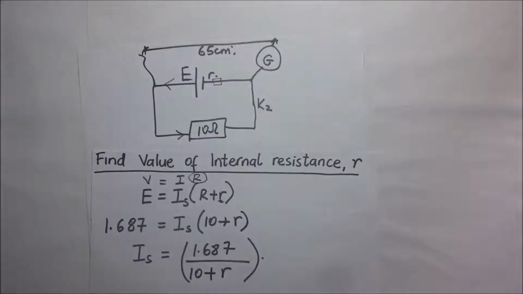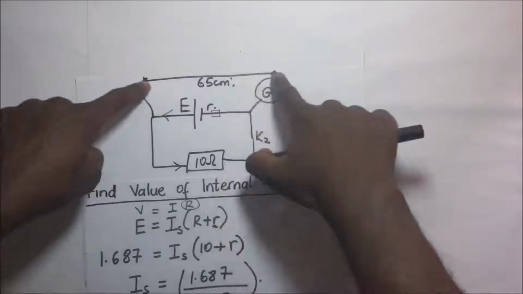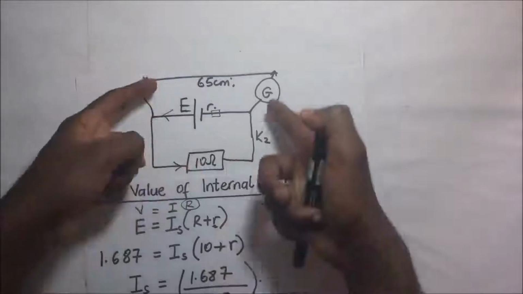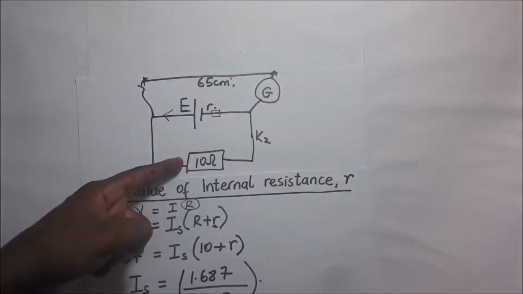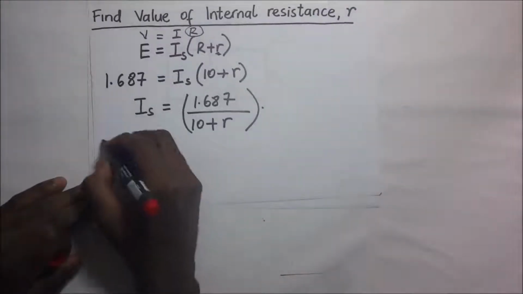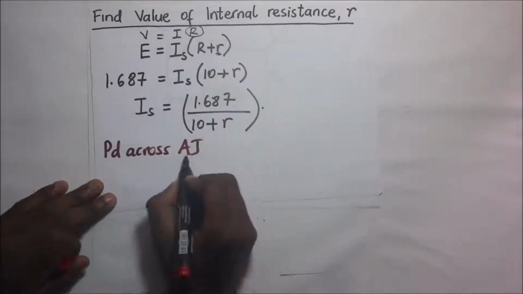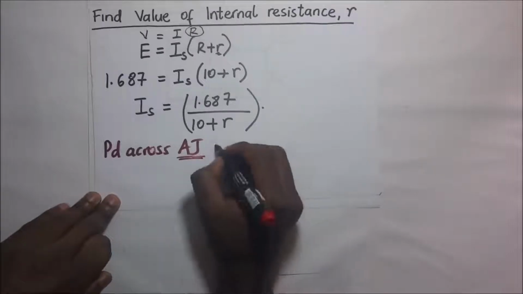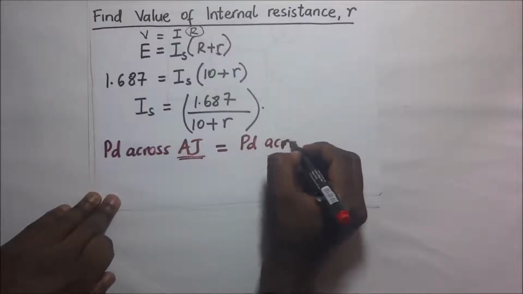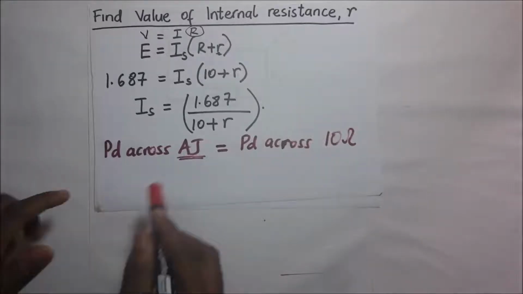Now remember, I said that at balance, the potential difference across this slide wire, which is 65 centimeters, is going to be equal to the potential difference across the 10 ohm resistor. So this is the concept we are going to use to help us find the value of r, the internal resistance. So we know that the PD across AJ, which so happens to be the balance length, is going to be equal to the potential difference across the 10 ohm resistor.